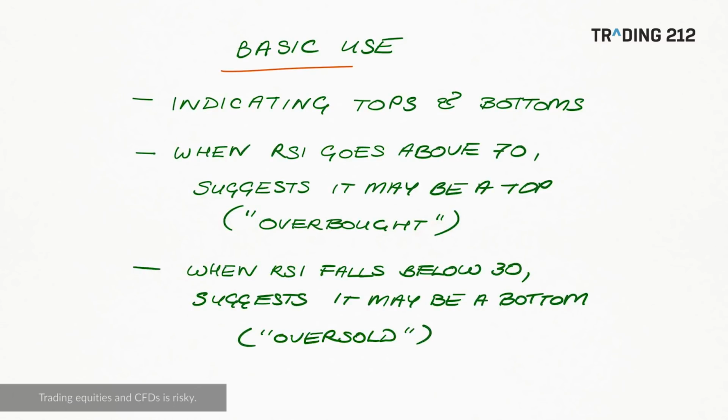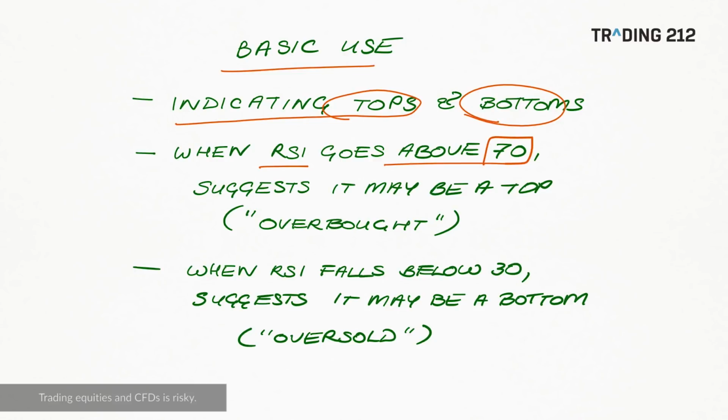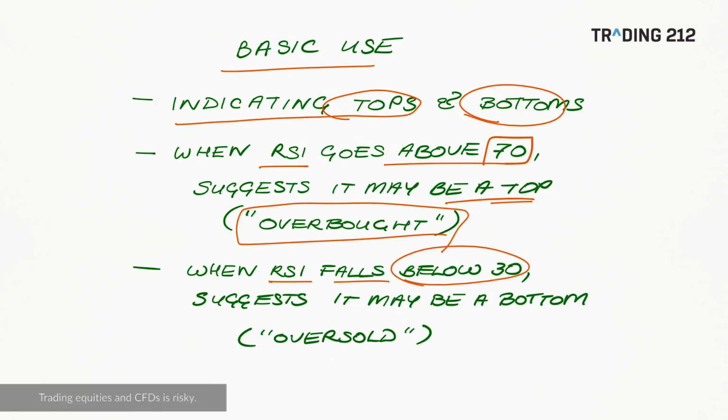Now, J. Wells Wilder, who invented the RSI, actually described a number of uses for the oscillator, but seeing as this is an introduction, I don't want to go into information overload. I'm just going to stick to the simplest and easiest to understand use for now. And so a basic use of the RSI is for indicating tops and bottoms. When the RSI goes above 70, that suggests it may be a top, and that is what we call overbought. And when the RSI falls below 30, that suggests it may be a bottom, what we call oversold.